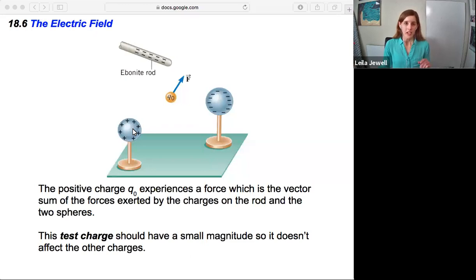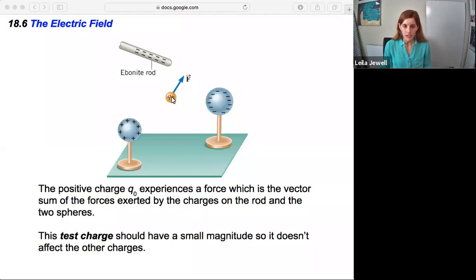Cool. Now, in the midst of this environment of having a bunch of different charges, we are going to add a positive charge Q naught. So we're going to put it in the mix and say, what kind of force would that experience? It would experience a force that's the vector sum of the forces from all the other charges. This is a continuation of the last section where we saw that the force on a charge is going to be a vector sum.